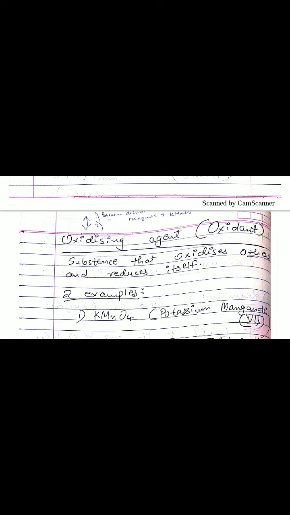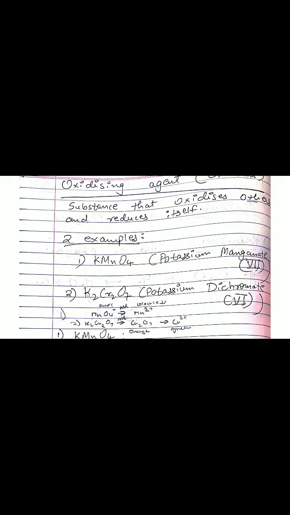Now we can talk about the reducing agent and oxidizing agent. Let's understand what they are. An oxidizing agent, also called an oxidant, is a substance that oxidizes others and reduces itself. The two examples that you have to remember from the examination's perspective are KMnO4 and K2Cr2O7, potassium permanganate and potassium dichromate.